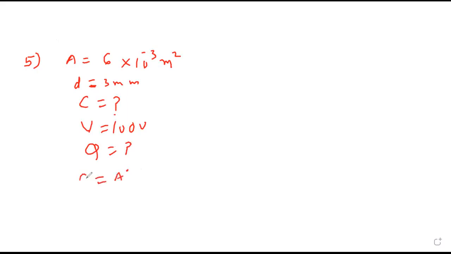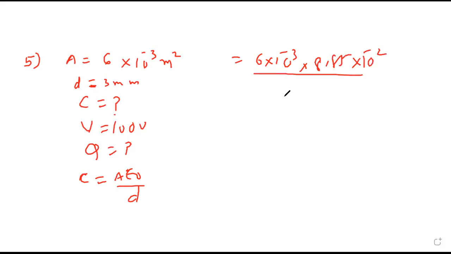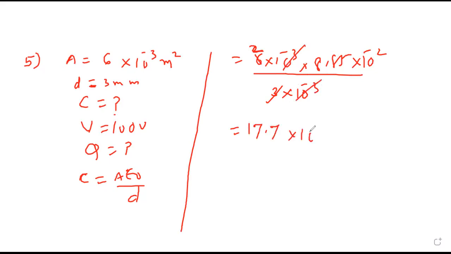So first, capacity is A epsilon naught by D: 6 into 10 raised to minus 3, into 8.85 into 10 raised to minus 12, divided by 3 millimeter which is 3 into 10 raised to minus 3. 3 into 2, 6. So 17.7 into 10 raised to minus 12 farad, or 17.7 picofarad.